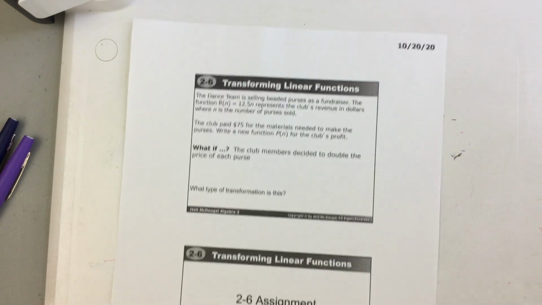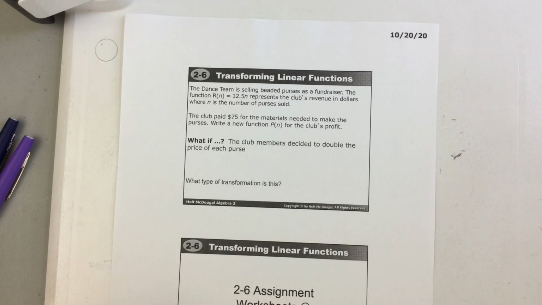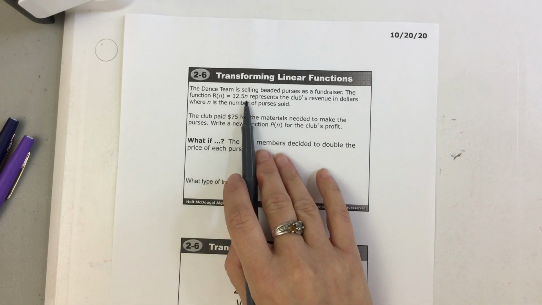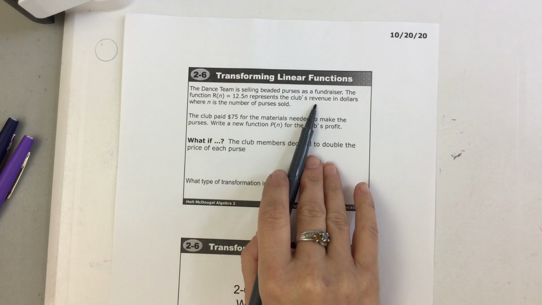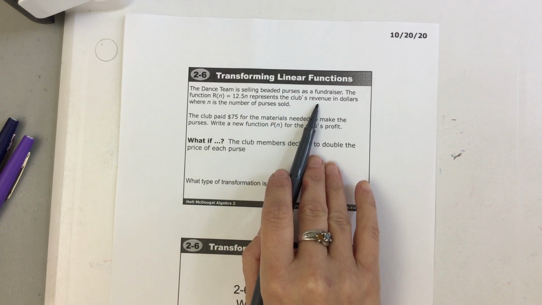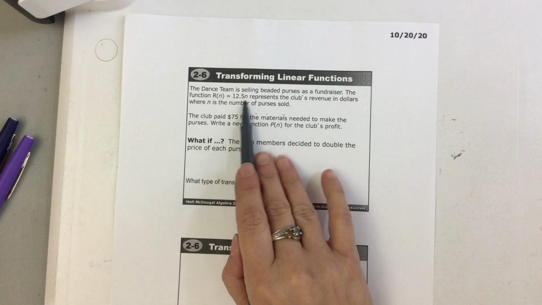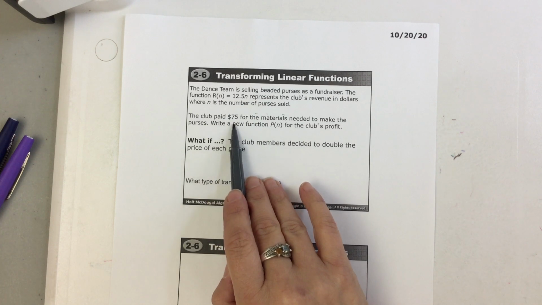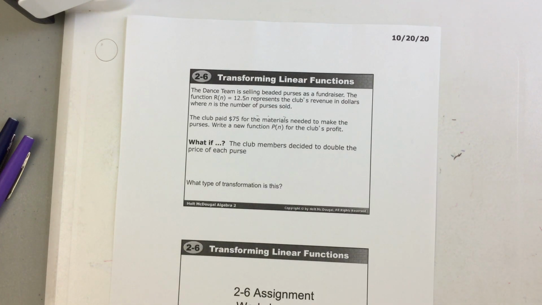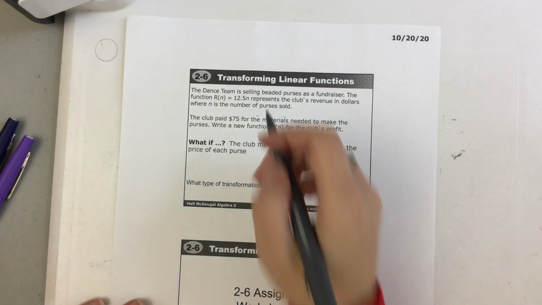One more. The dance team is selling beaded purses as a fundraiser. This is the function, 12.5N. It is the club's revenue, how much money they are making in dollars, where N is the number of purses sold. So here they are selling every purse for $12.50. The club paid $75 for the materials needed to make the purses. Write a new function for the profit.